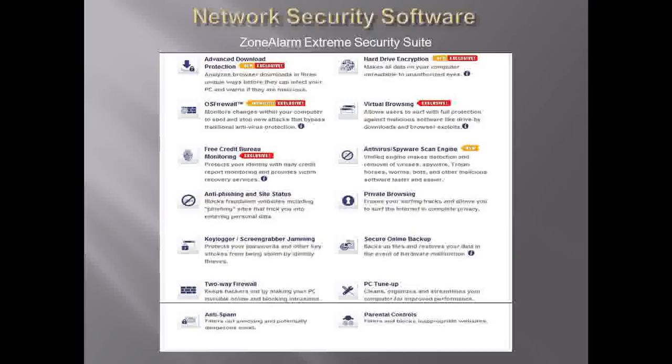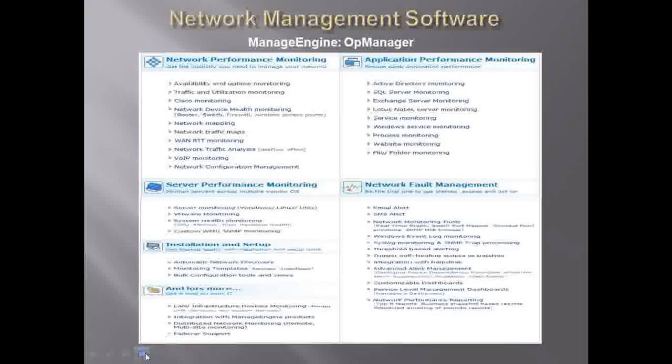The network security software we're going to install is the ZoneAlarm Extreme Security Suite. It offers advanced download protection, operating system firewall, virtual browsing, antivirus and spyware scan engine, and secure online backup. The network management software is ManageEngine OpManager. It offers network performance monitoring, server performance monitoring, easy installation and setup, application performance monitoring, and network fault management.